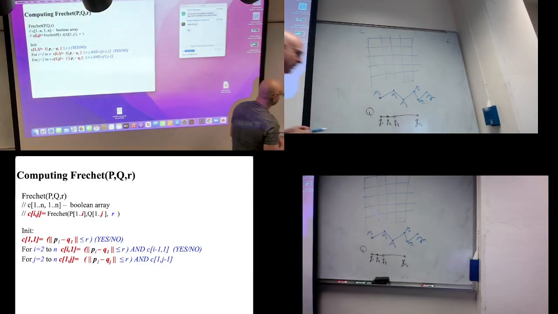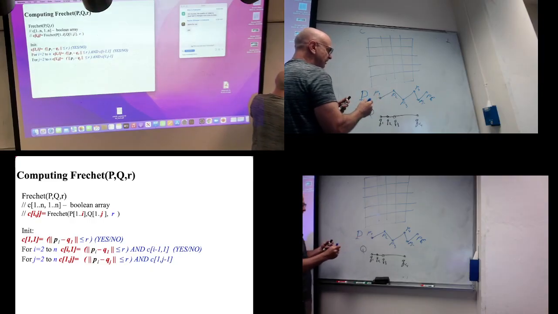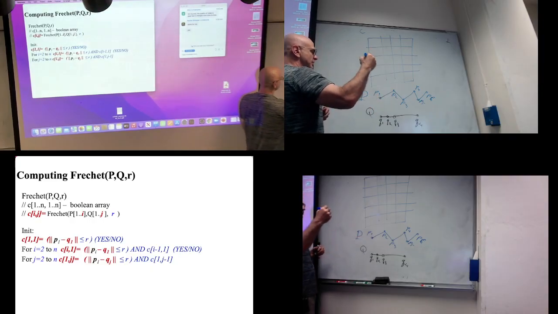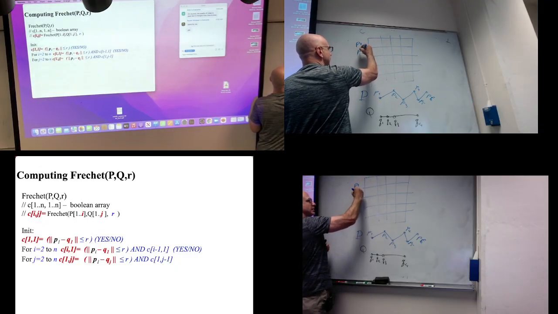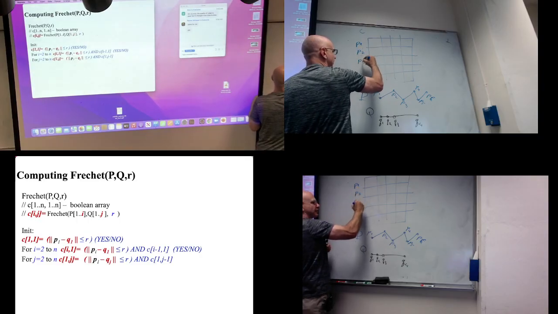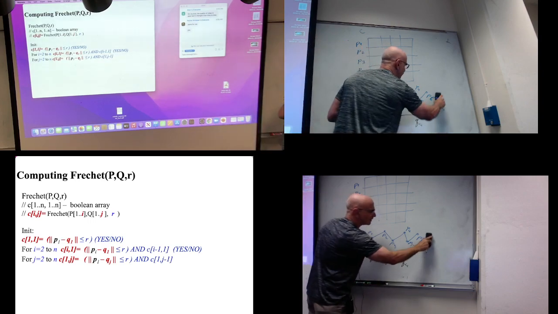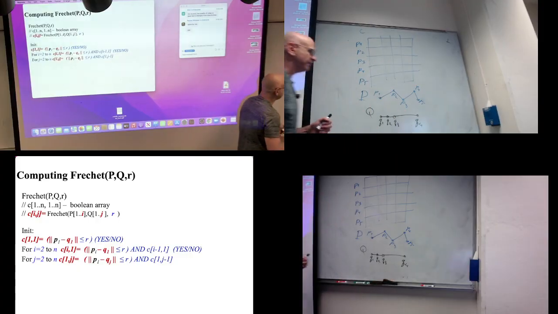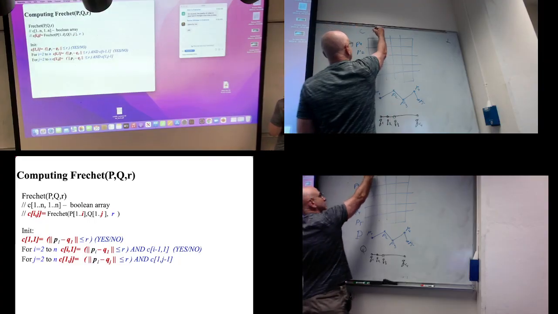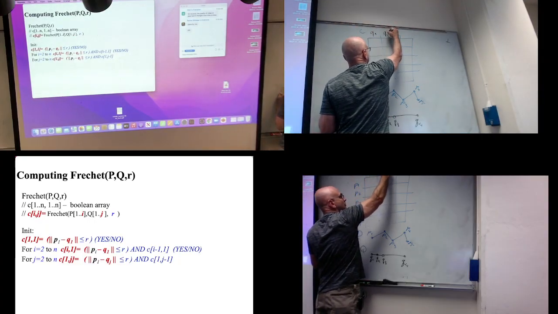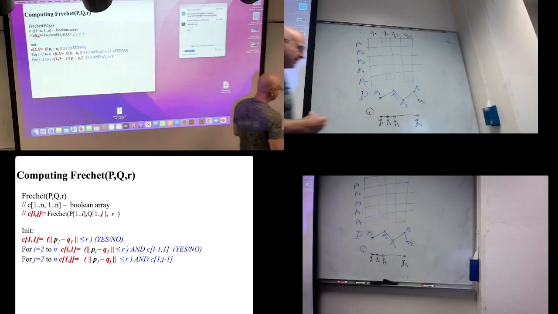We look at the two polygonal paths, P and Q, similar to all the algorithms that we saw so far. I will use this array to denote, the rows will denote vertices of P: P1, P2, P3, P4, P5, P6. I'll use the columns to denote Q1, Q2, Q3, Q4. I'll stick with this example.